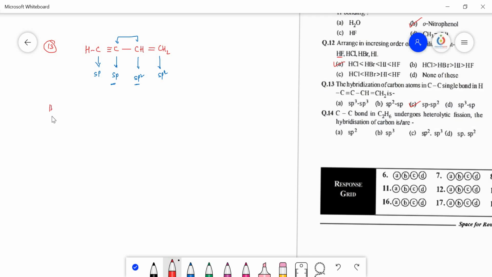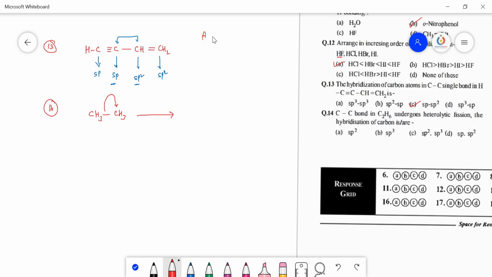Now let us see question number 14. The carbon-carbon bond in C2H6 undergoes heterolytic fission. The hybridization of the carbon atoms is? Just take this as CH3 and CH3, they said C2H6. Heterolytic fission means the bonded electrons will completely shift to one of the bonded atoms. Unequal cleavage of the bond is called heterolytic cleavage, because a bond has two electrons, and both electrons completely shift to only one side, maybe this side or that side. That shift is called heterolytic cleavage.